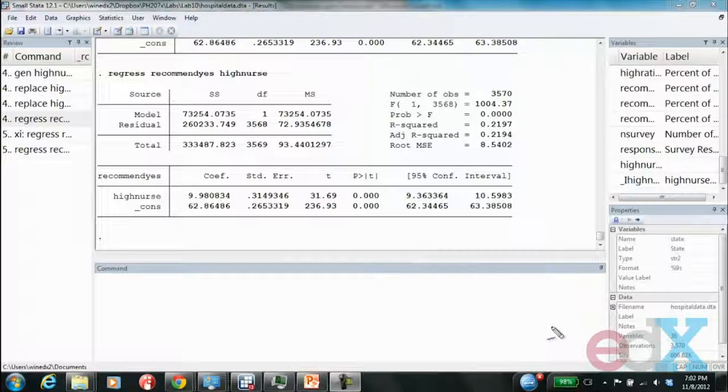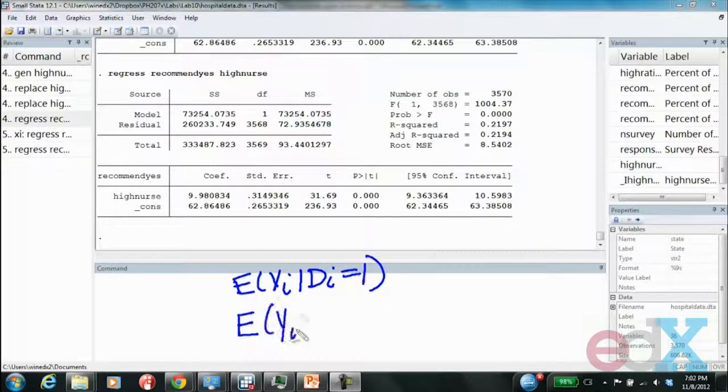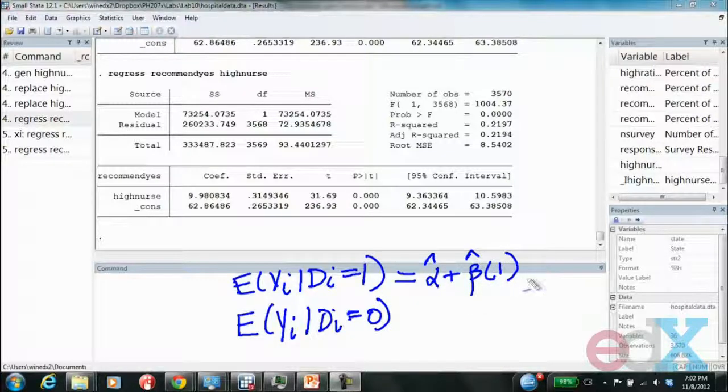And I think the easiest way to interpret it is to first write down the mean of y when di is set to 1 and when it's set to 0. So when it's equal to 1, it would be equal to alpha hat plus beta hat times, and I would plug in 1 for di. This is actually an estimated mean, so I should put little hats over those to show that they're estimated. And then when di equals 0, it would be alpha hat plus beta hat times 0. So this term would cancel out because I'm multiplying by 0.